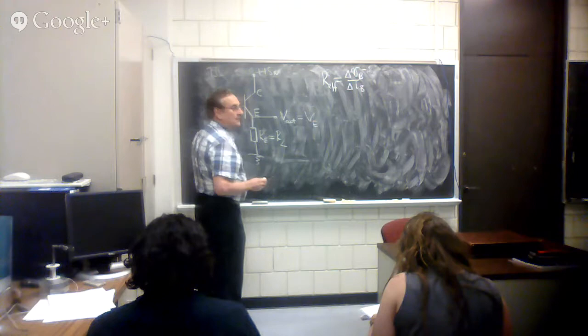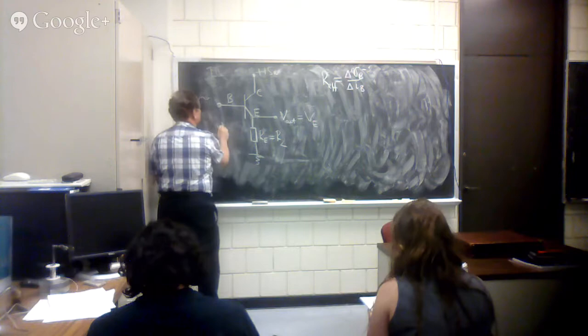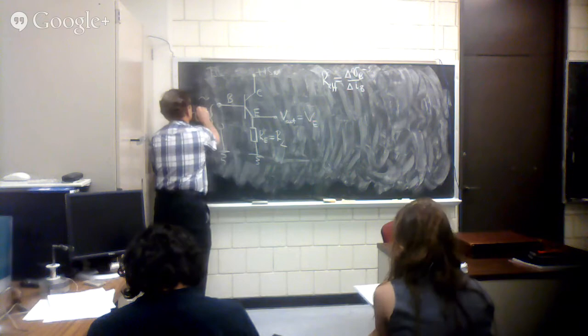Sorry, I just want to clarify something. Where you have B, is B connected to ground or is B connected to some other source? This something goes in. There is another electrode which I don't show, which is connected to ground, and this is VB. Okay, thank you.